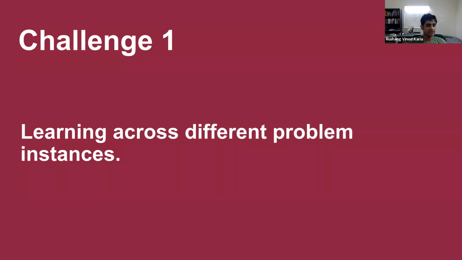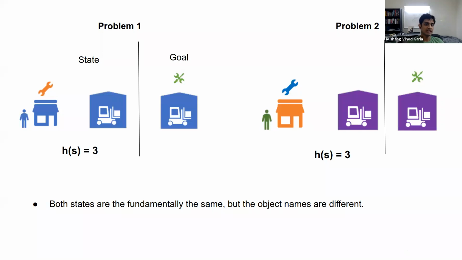So the first challenge is learning across different problem instances. What I mean by that is that if you look at problems 1 and 2, we can see that the heuristic value is the same. However, problem 2 uses different colors, which means it has different names of objects. It has a different shop, possibly Ace Hardware. So both states are fundamentally the same, but the object names are different. And a learner would have to be able to reason between these two states at a higher level of representation that ignores low-level features like the object names.